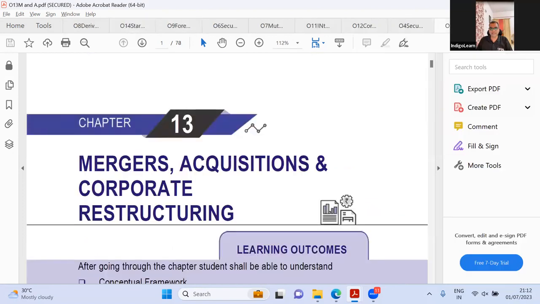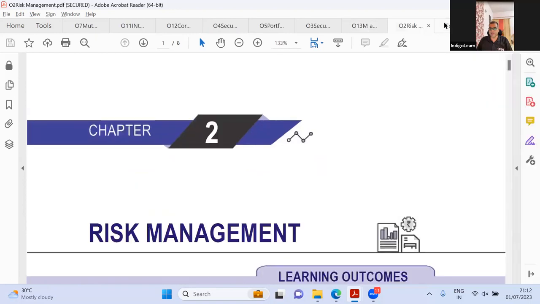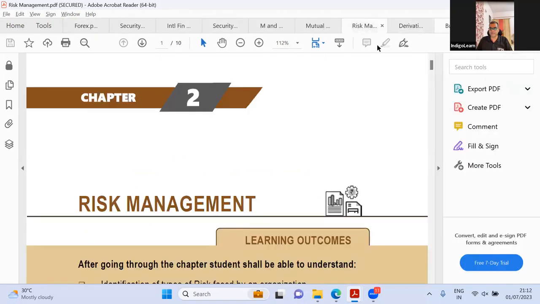What is the second chapter? Second chapter is risk management, if I'm not wrong. Let me open the risk management. Yeah, here it is, risk management. This is the old syllabus. And now let me come to the new syllabus, risk management. Yeah, here it is. So here is the risk management of the new syllabus.